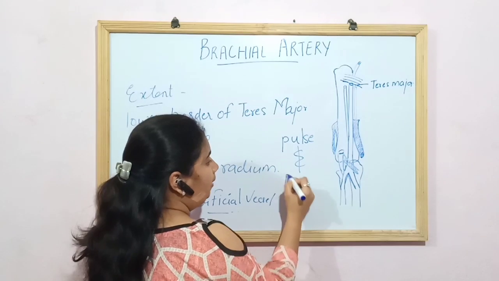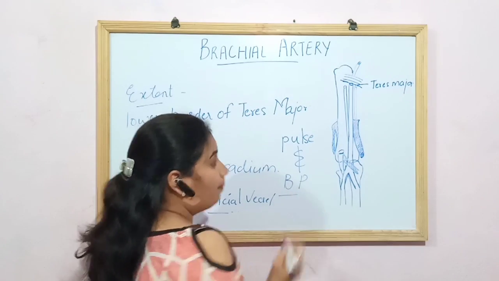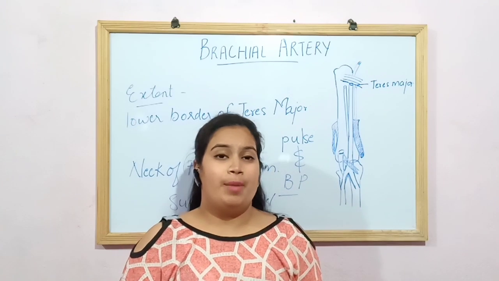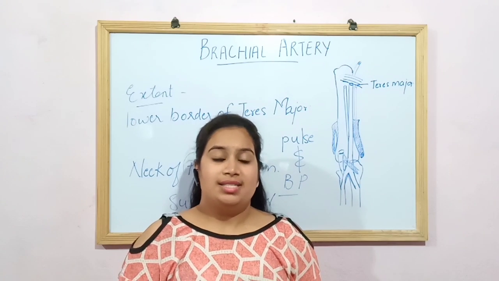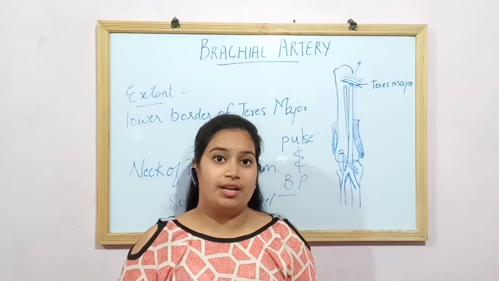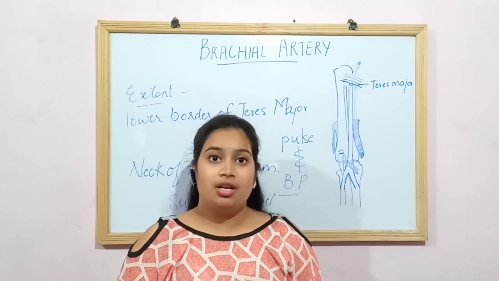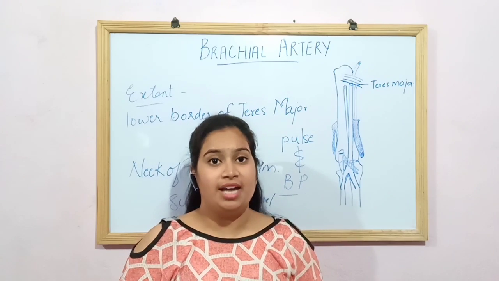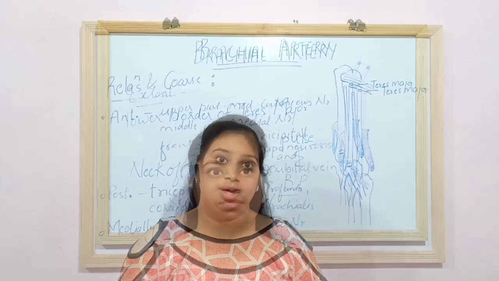But because it is so superficial, it is prone to many injuries also, such as fracture. Very common fractures are the supracondylar fracture in the children and fractured shaft humerus. It's very common and directly injures your brachial artery.